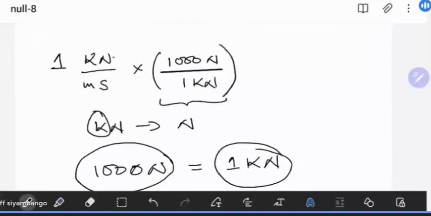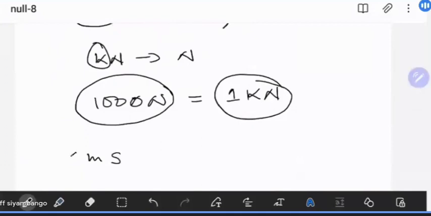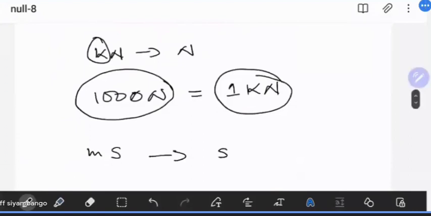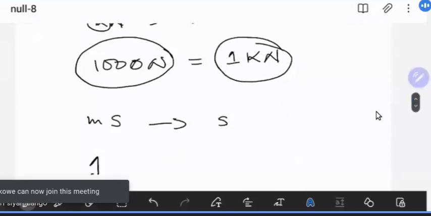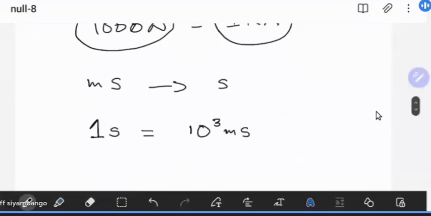Next, I want to convert the millisecond. So I need the relationship between the millisecond and the second. What does milli represent? Milli represents 10 to the power negative 3. In other words, if I had 1 second, I know 1 second is equivalent to 10 to the power 3 milliseconds. Or I can look at it as 1 millisecond being equivalent to 10 to the power minus 3 seconds. Either one of these works.